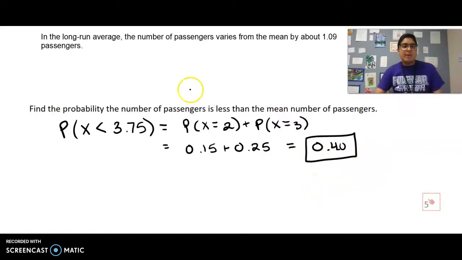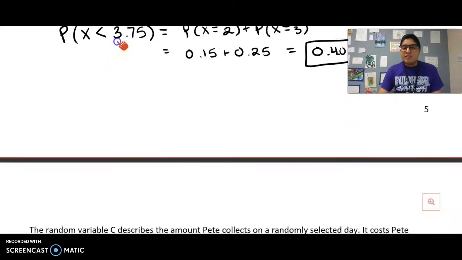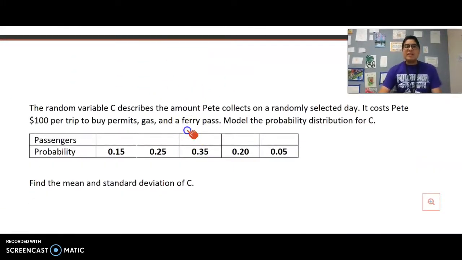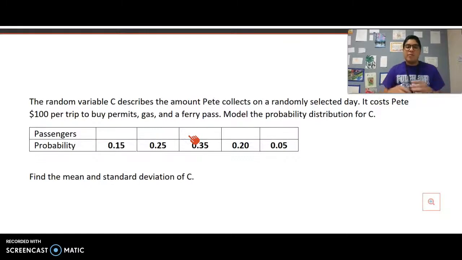So again, with random variables there, you can see that it could apply a rule of probability, or you could be asked to find the mean or the standard deviation. Now, that was the initial, but let's see here. We now have a new random variable called C, and this describes the amount Pete collects on a randomly selected day. It cost Pete $100 per trip to buy permits, gas, and a ferry pass.